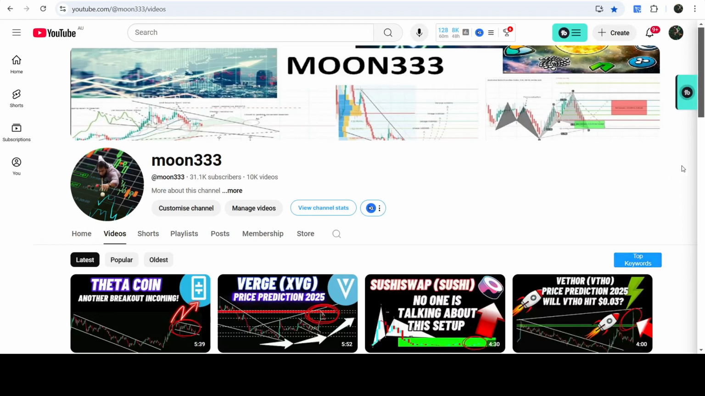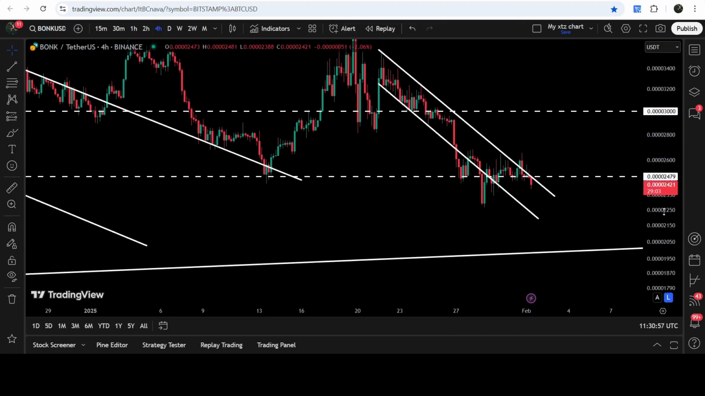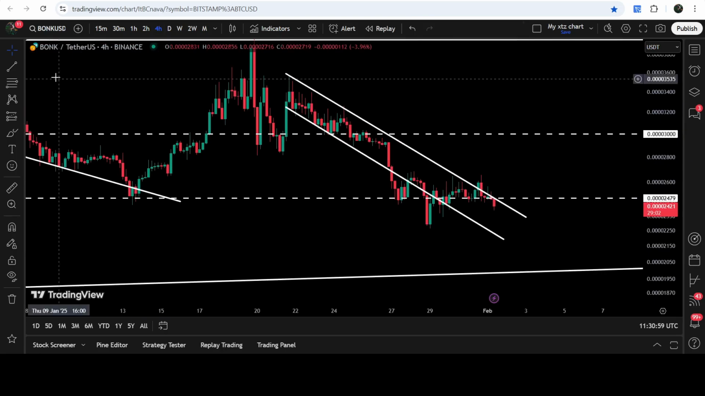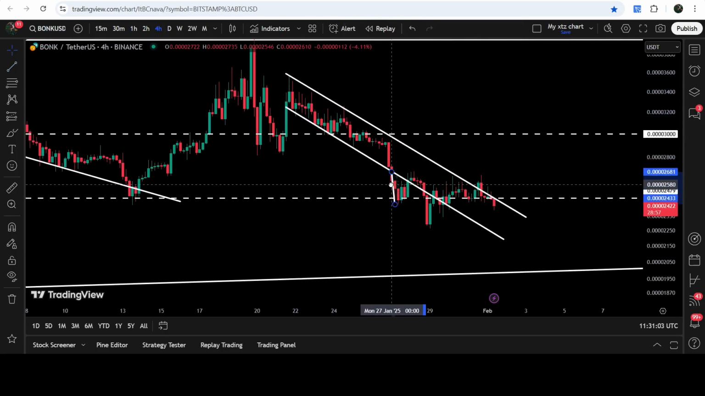Hope you're well and welcome to the new update on Bonk. As in my earlier video, I was showing you that recently Bonk broke down the support of this down channel on this 4-hour time frame chart. And after that, the target for this breakdown was here.